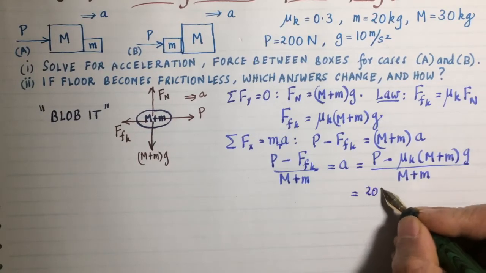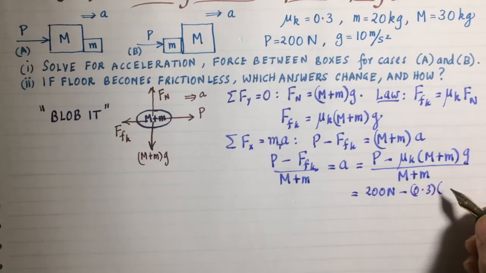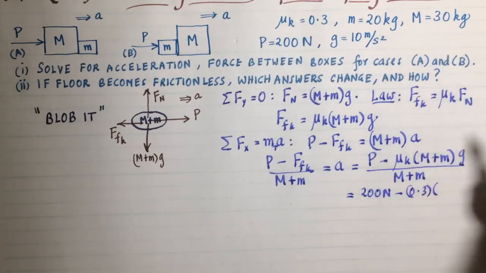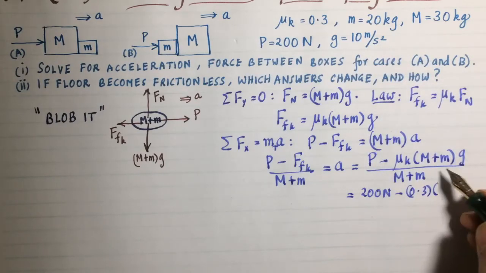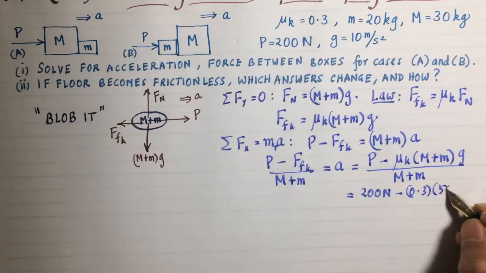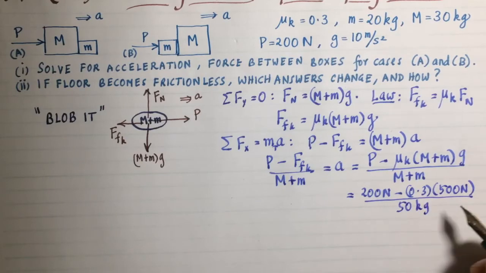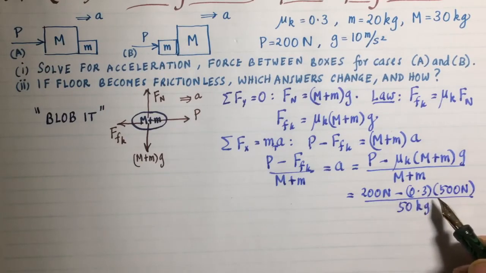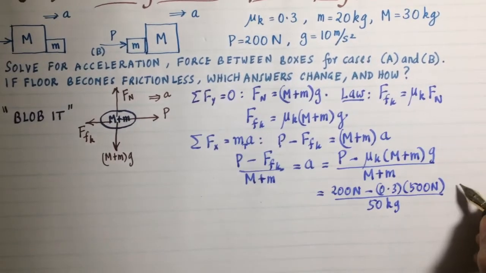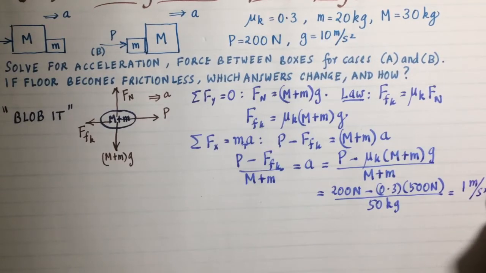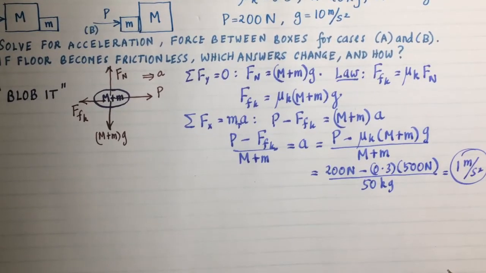So it's 200 newtons minus 0.3 times M plus m, which is 50 because I have 20 plus 30, but that times g, which is taken to be 10 in this case, not 9.8. So 50 times 10 is actually 500 newtons, divided by the total mass, which is 50 kg. So that's going to be 200 minus 150, which is 50, divided by 50, and so that answer is just 1 meter per second squared. So that's the answer for the acceleration of the combined blob.